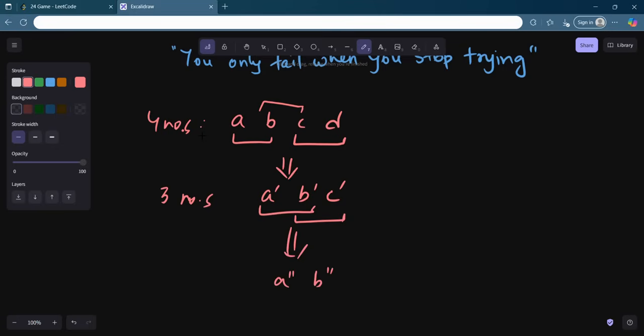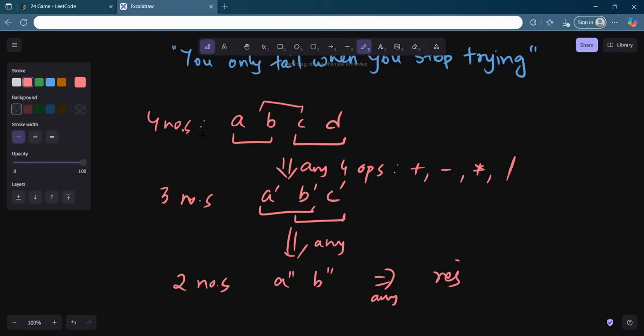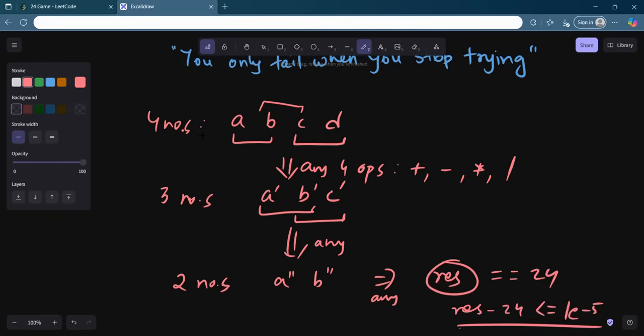Okay, and now you have reduced your numbers to 2, and you again perform any of the 4 operations. At each step you are performing any of the 4 operations among plus, minus, multiply, divide. I hope you get that. Then again you perform an operation, and the result you get should be equal to 24, or you can say that result minus 24 should be a very small value, like let's say 10 to the power minus 5. So I hope you get a little hint of how to solve this problem.